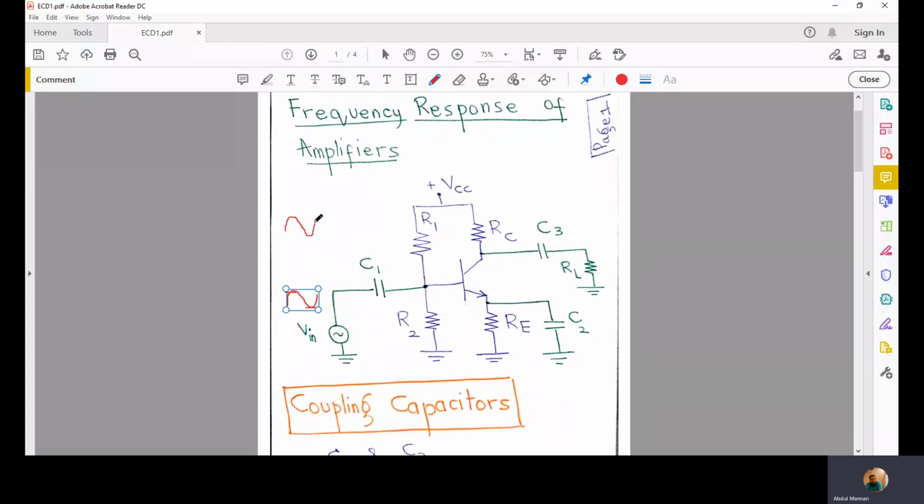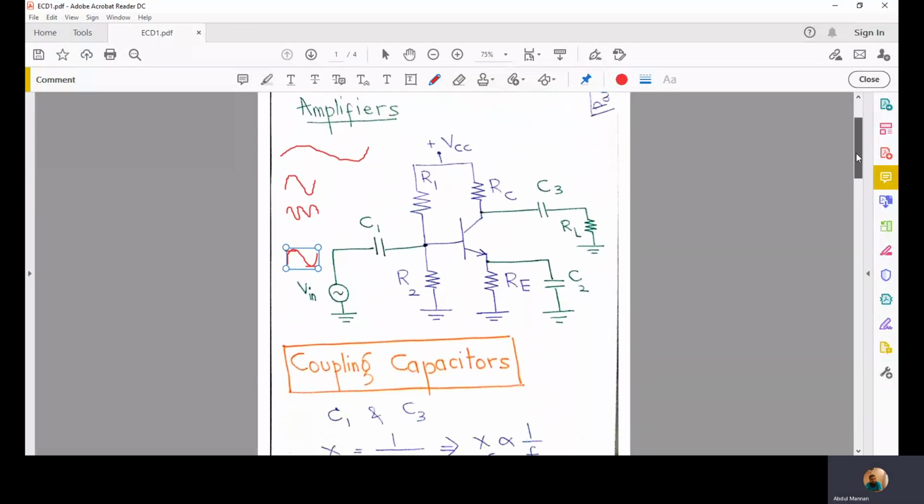What does the frequency mean? This signal has a certain frequency, but this signal has a frequency almost double that of this upper signal. And of course, this signal has a lower frequency compared to both these signals. So if we apply signals of varying frequency having the same magnitude, we want to see what the effect is on amplification of the transistor-based amplifier circuits. They can be BJT-based amplifiers or FET-based amplifiers. We'll study both.